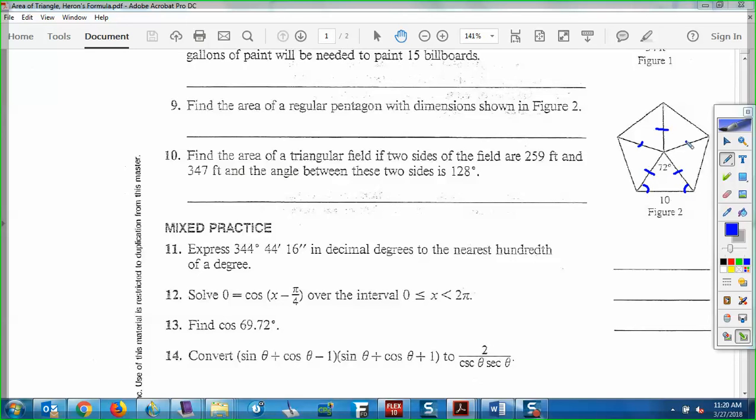The regular pentagon means there's symmetry all over the place, equal angles, all that stuff. So 180 minus 72 is 108, which means each of these is going to be 54. And if you want to call that x, whatever, on that side right there. So we could do sine of 54 over x equals sine of 72 over 10, right? And what do we get for x then?